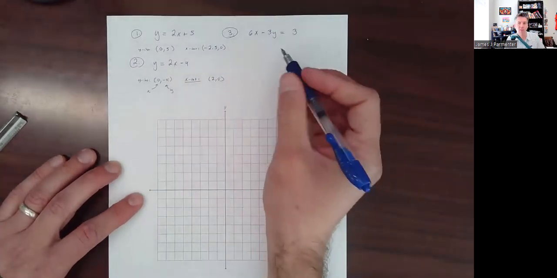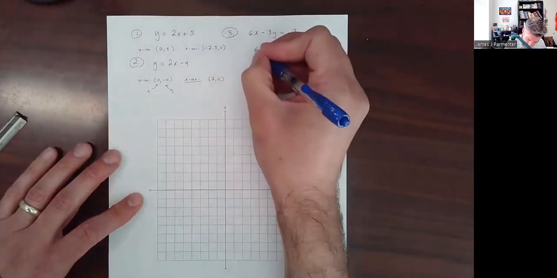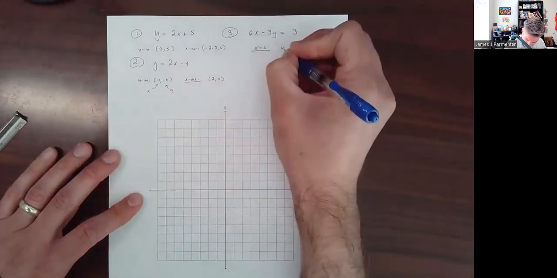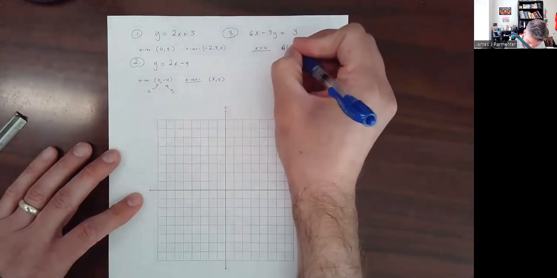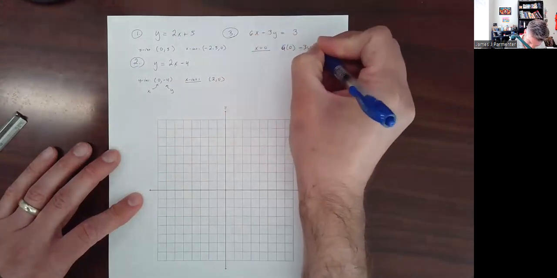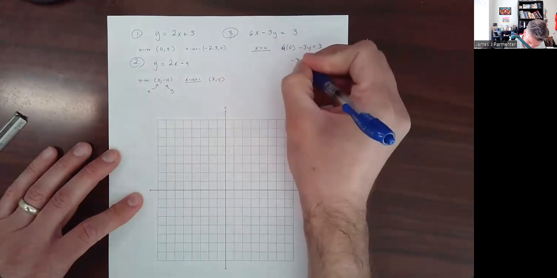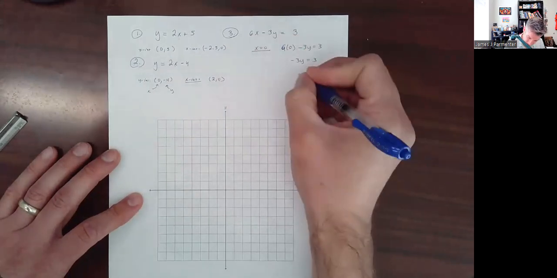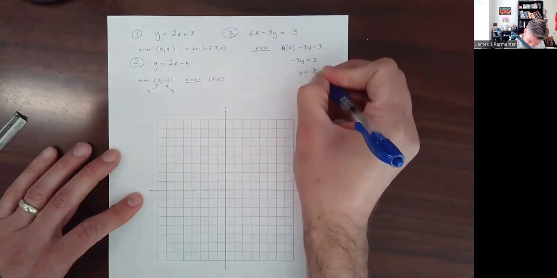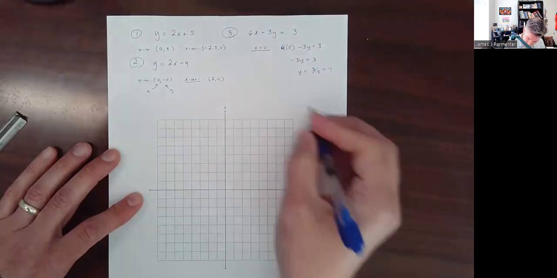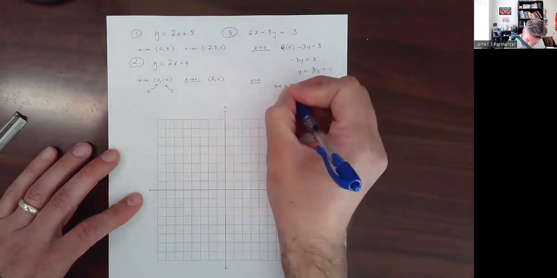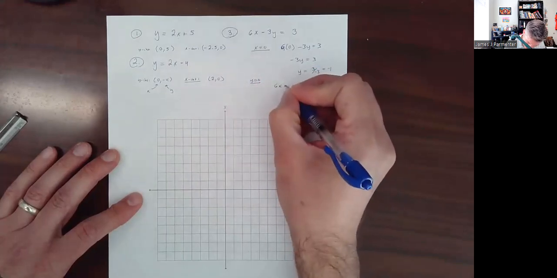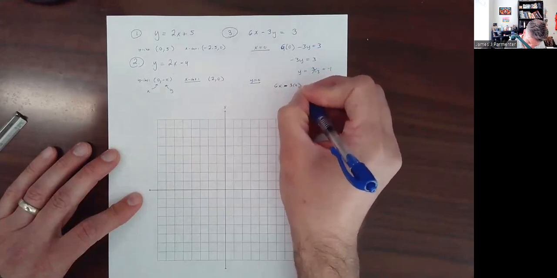Lastly here, I'll show my work here, why not? If I set x equal to 0, I get 6 times 0 minus 3 times y equal to 3. So I have negative 3y equal to 3, divide both sides by negative 3, and y is 3 over negative 3, which is negative 1. Similarly, if I set y equal to 0, I get 6x minus 0, if you like, equal to 3.